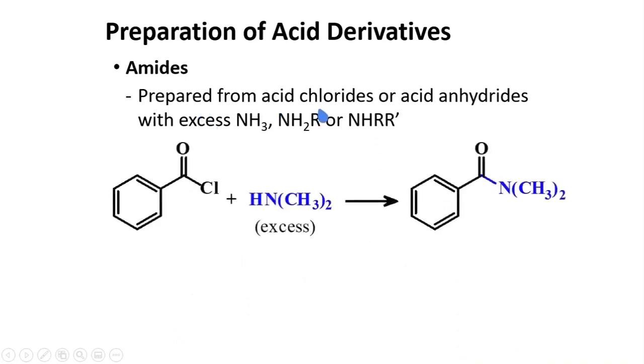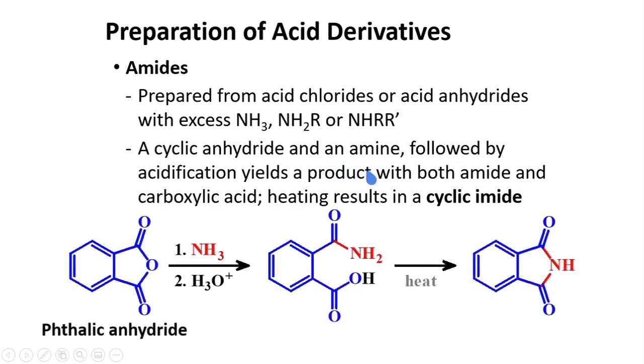Amides are prepared from acid chlorides or acid anhydrides with excess ammonia, primary amine, or secondary amine. The amines need to be in excess because they need to act as a nucleophile and a neutralizing agent for the acid that will be formed in this reaction. A cyclic anhydride and an amine followed by acidification yields a product with both amide and carboxylic acid. Here, you have your ammonia reacting with this cyclic anhydride and will get a carboxylic acid and an amide. Heating results in a cyclic imide. We call this cyclic imide phthalimide.